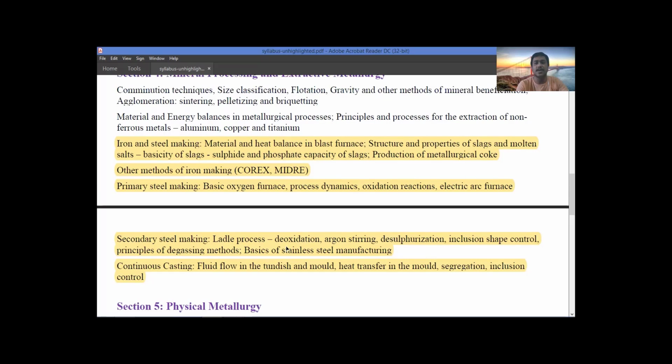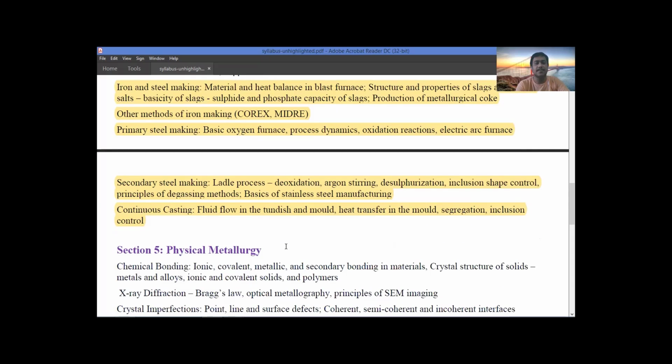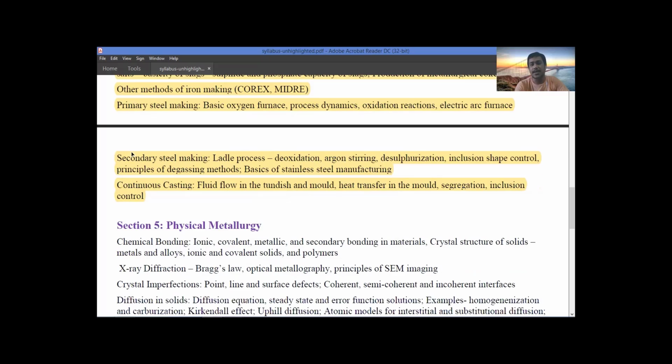You have some problems related to iron making and steel making. You can solve those. You will understand the concepts related to primary steel making, iron making, and steel making. Do not skip any chapter in the steel making part. You can skip the process dynamics, that is too difficult, but read everything else in that book, and that is sufficient for GATE preparation.